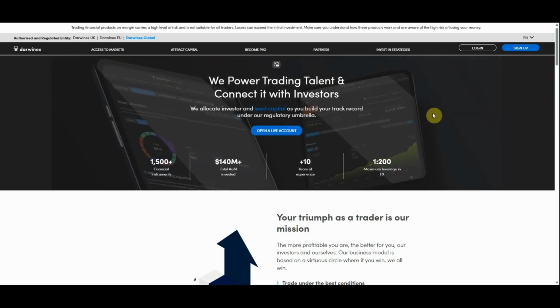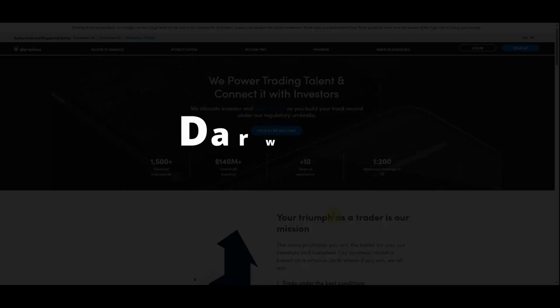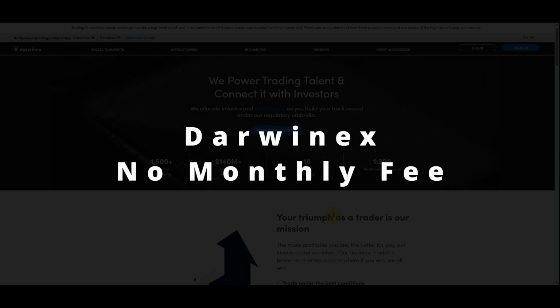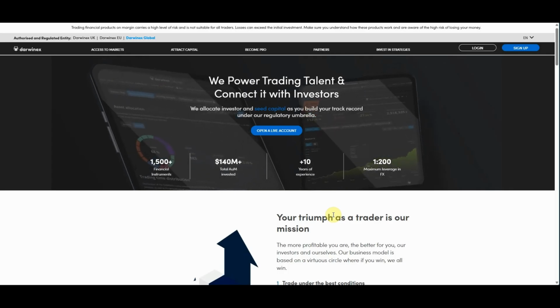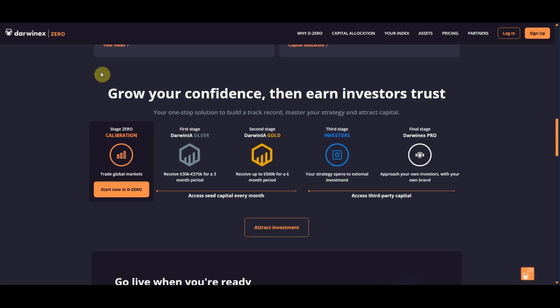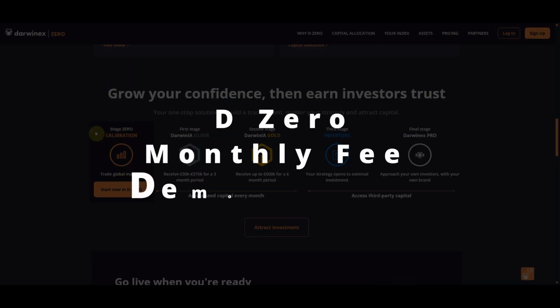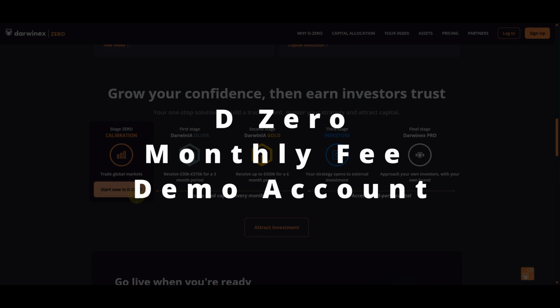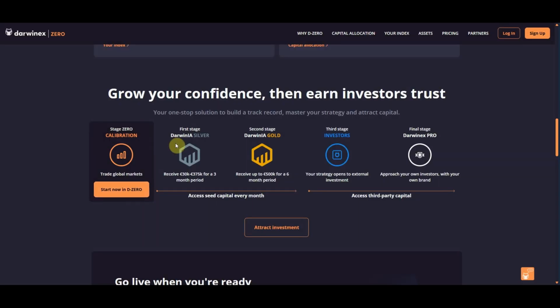So you've got the normal Darwinex, which is where you fund your own account. You don't pay a monthly fee to gain access. You simply trade with the broker and it gets tracked through the Darwinex platform. Then there's Darwinex Zero. Darwinex Zero basically means that you can pay a monthly fee in order to start trading a demo account and building up a D0 score. Basically, that allows you to eventually get funded through your own skills without having to put money up.